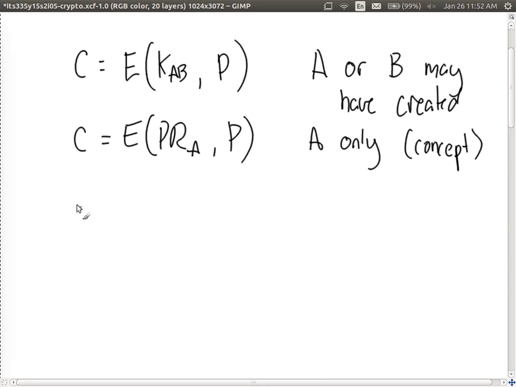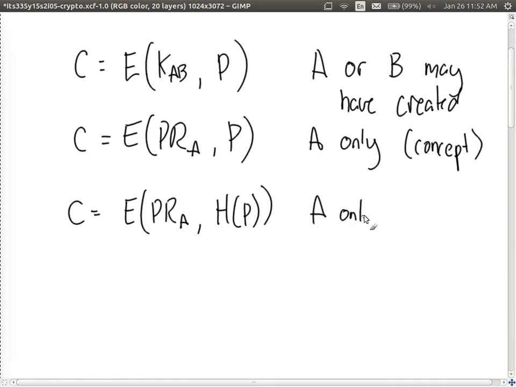In practice, what we do is that we don't just encrypt the plain text, we encrypt a hash of the plain text. Again, we can prove that only A created it, only A has the private key of A, but it has some practical advantages. Encrypting just the hash of the plain text, what is different from encrypting the entire plain text? Let's say my plain text is a 5 gigabyte file. If I encrypt the entire 5 gigabyte file, it takes a lot of time. And I need to send the entire encrypted form.